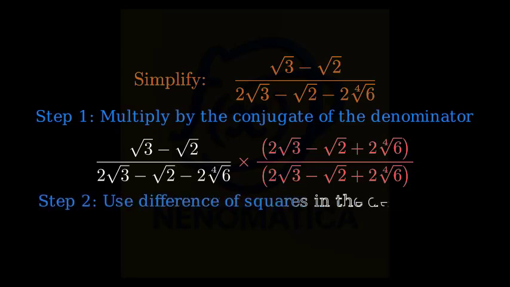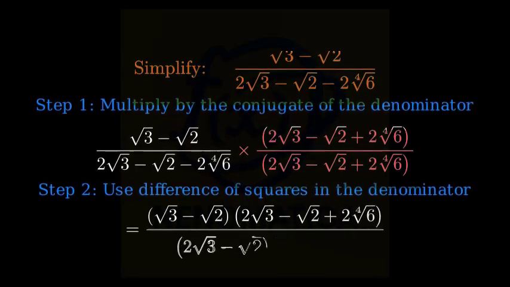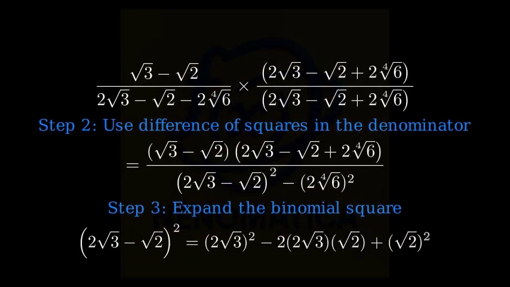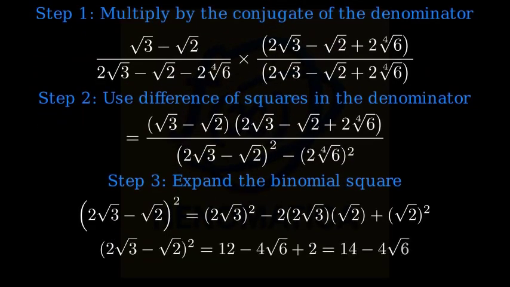Now, the denominator is of the form a minus b times a plus b, which equals a squared minus b squared. Here, a is 2 times square root 3 minus square root 2, and b is 2 times the fourth root of 6. Next, expand the square of 2 root 3 minus root 2. That gives 4 times 3 minus 2 times the product, plus the square of root 2. This simplifies to 14 minus 4 root 6.